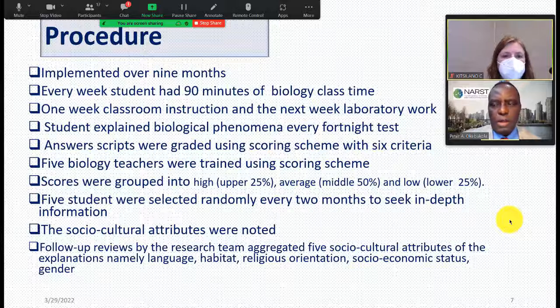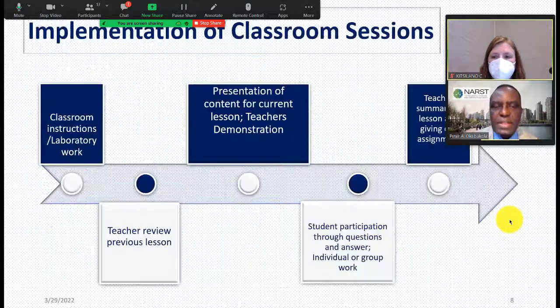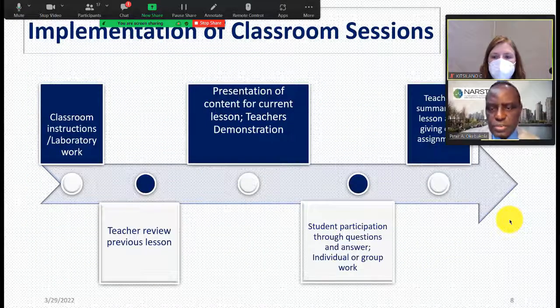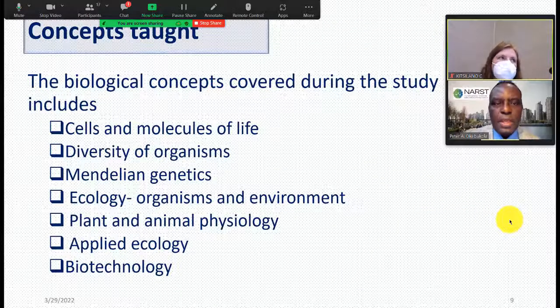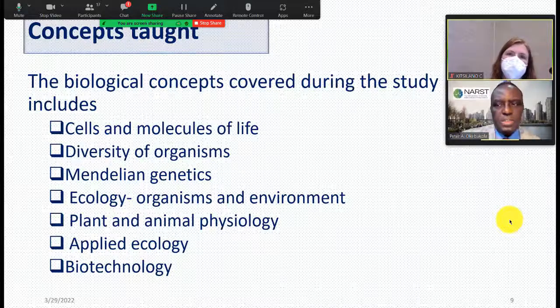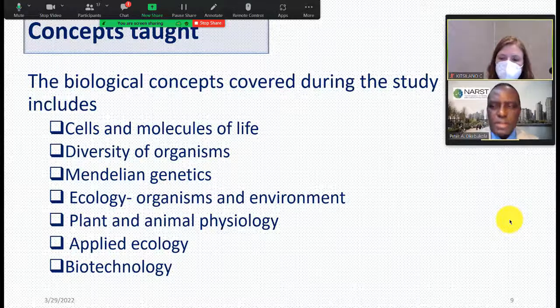So following our reviews after about 6 months, we aggregated the socio-cultural attributes into the following: language, habitat, religious orientation, socioeconomic status, and gender. So this gives the flow of the implementation in the classroom sessions. For the 9 months, the following concepts were taught: cells and molecules of life, diversity of organisms, Mendelian genetics, ecology, organisms and environment, plant and animal physiology, applied ecology, and biotechnology.